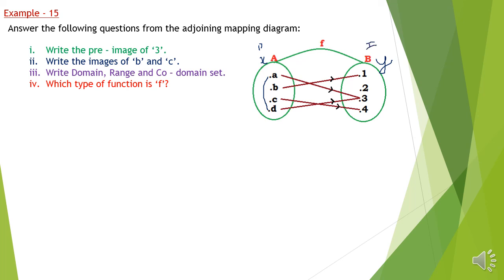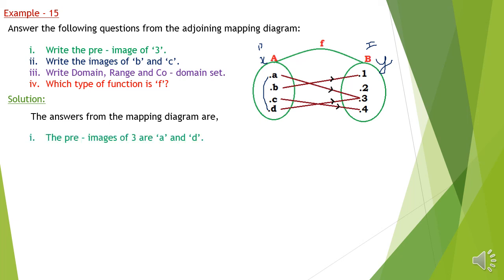Don't get confused. This is domain also. These 1, 3 and 4 are the range also. The entire set is the codomain also. We have studied this. Now the answer, you can see from the mapping diagram the pre-image of 3 are a and d because 3 is mapped to a and d. 3 is the image of a and d.